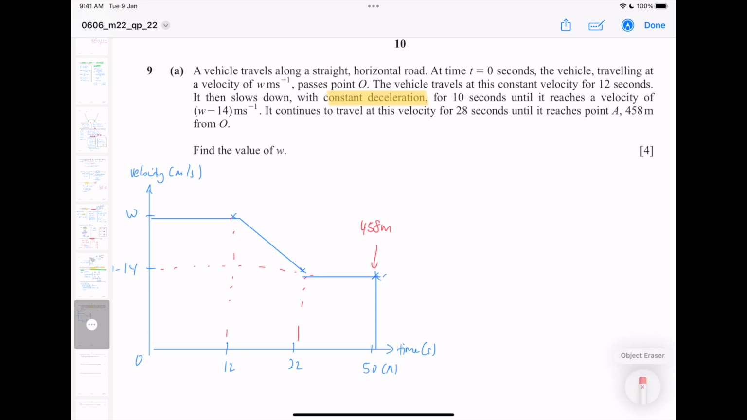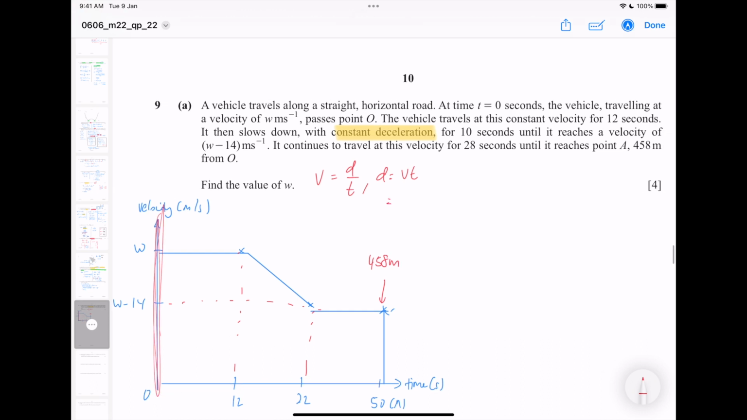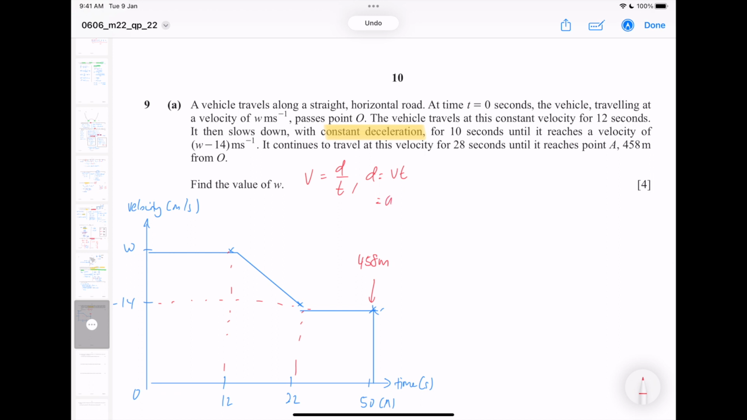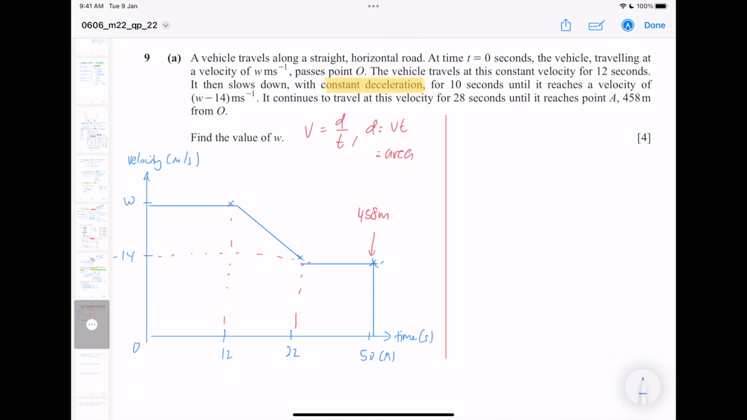Velocity equals, okay, let's just do a little recap. Velocity equals distance divided by time, so distance equals velocity times time. In this case, velocity is height times base. Basically, you're trying to get the area. That's what you're doing. Okay? So let's get the area of everything. That should equal the distance, which is this 458. So I'll just get the area first.